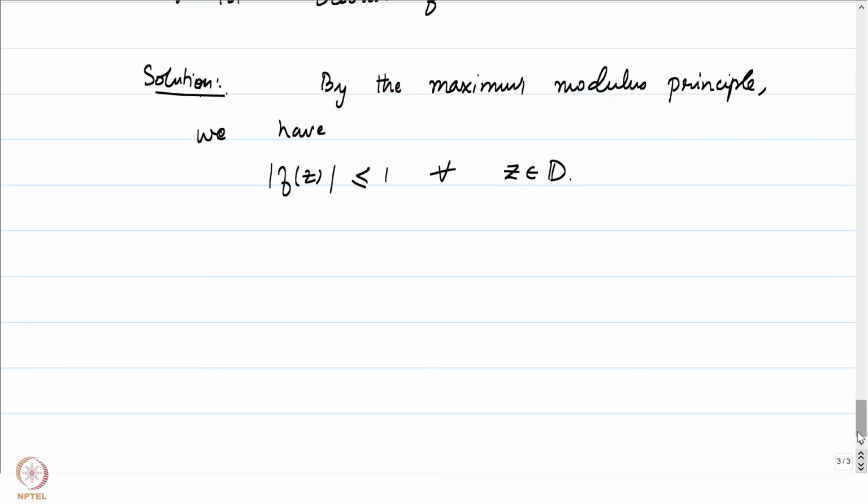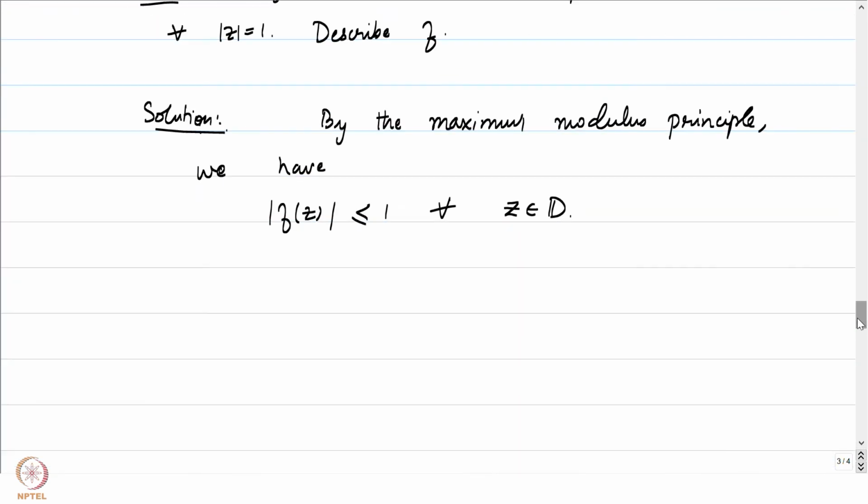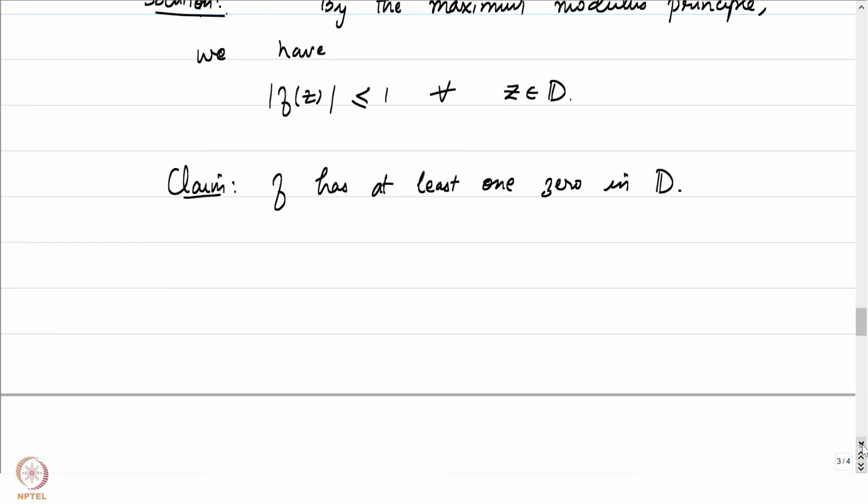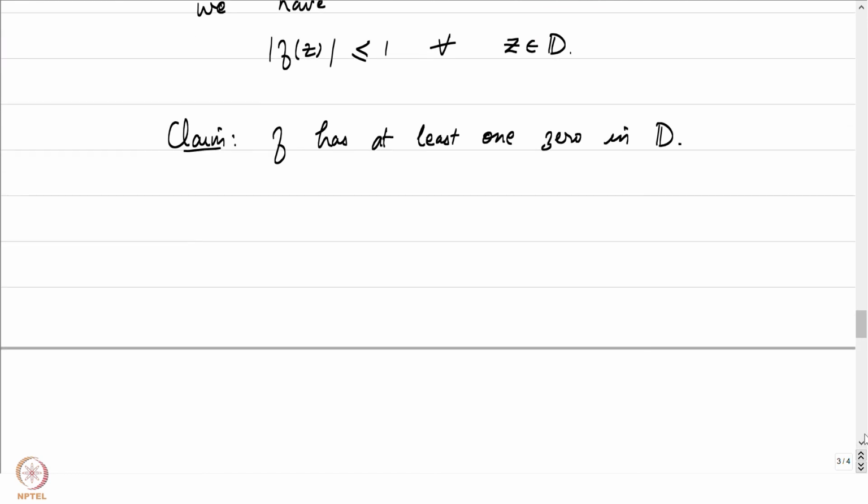And my first claim is that such an f should necessarily have a 0 in the unit disk. So let me write the claim down for you. f has at least one 0 in D. So let's see what happens if that's not the case. Suppose f doesn't have a 0 in D.